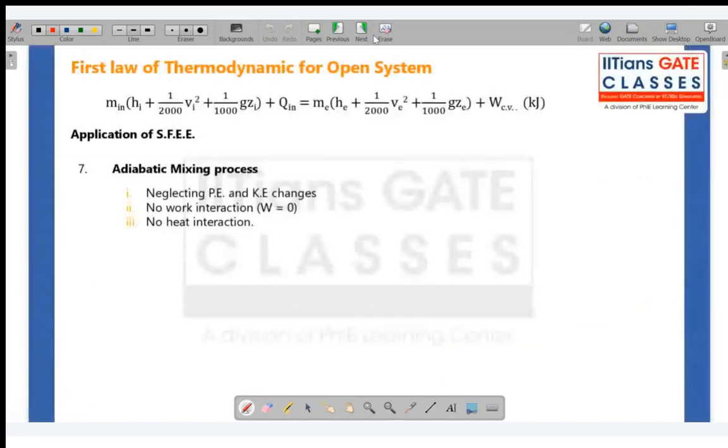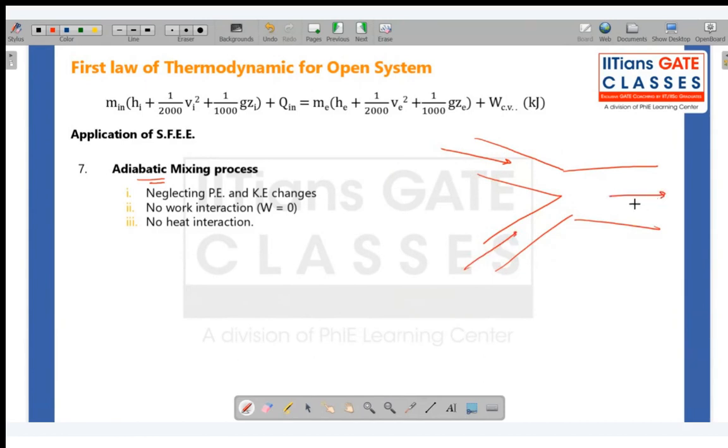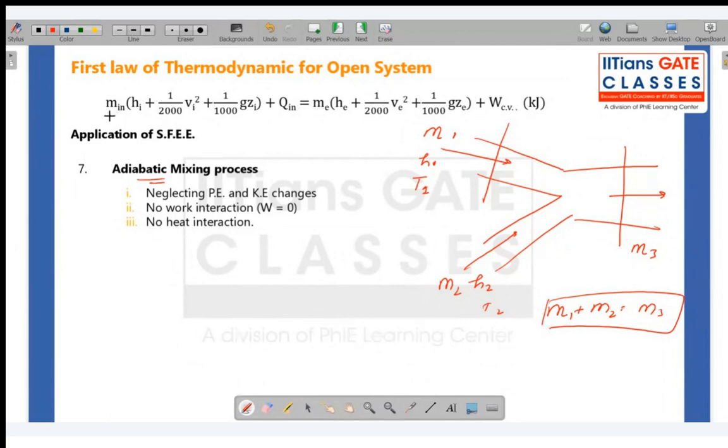Okay. Similarly, there is the adiabatic mixing process. It is the same thing we have discussed earlier. So it's like three fluids: one fluid is coming in here, one fluid is coming in here, and this fluid is going out. Let us say M1, H1 at temperature T1, M2, H2 at temperature T2. And here M3 is going out. So what do we know? M1 plus M2 will be equal to M3 because of mass conservation. If I apply the energy equation here, I can neglect kinetic and potential energies, no work done, and it is insulated, so no heat interaction. We are just applying the energy equation here, nothing else.